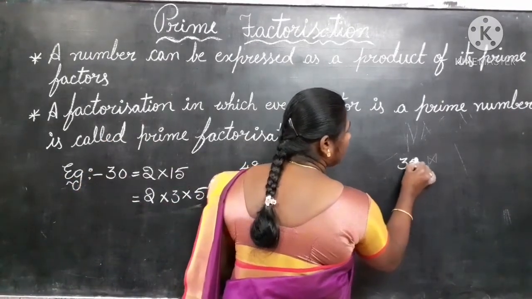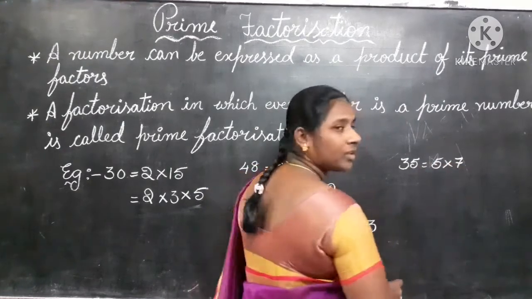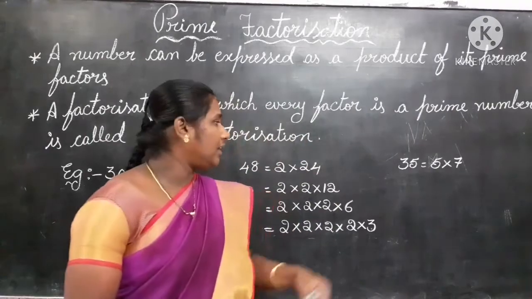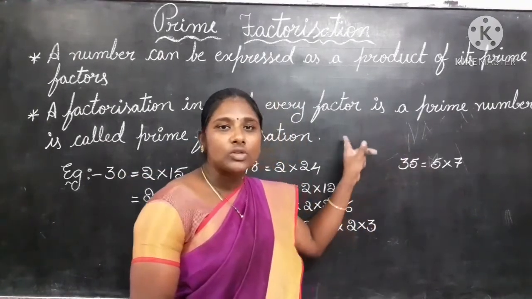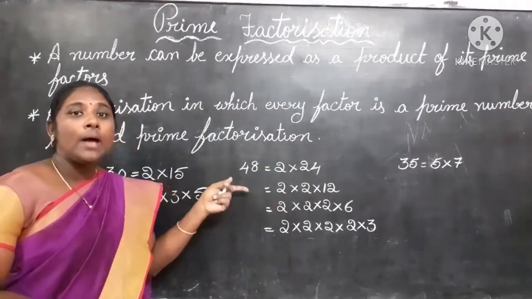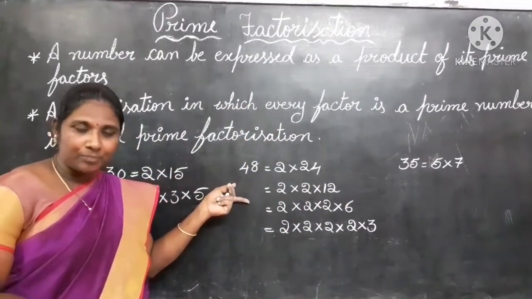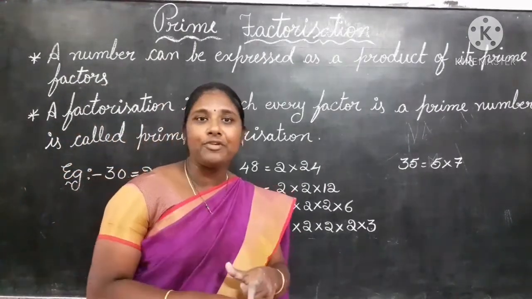Suppose 35. How should we write 35? 5 sevens are 35. Here 5 and 7 are prime numbers. So it is called prime factorization. Every number can be expressed as a product of its prime factors.